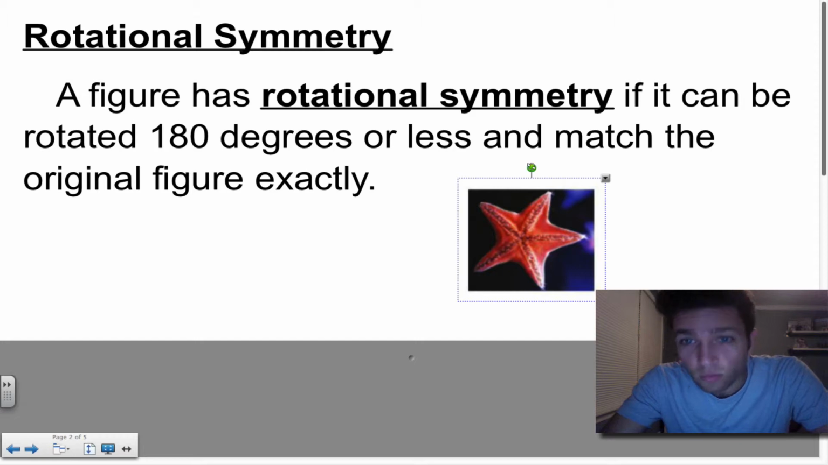So if I rotate it just 1/5 of the way around, I'm going to find that it looks exactly like the original. Of course, all of the arms on a sea star aren't perfectly the same, but the general shape stays the same. It ends up in the exact same positions. Arm here, arm here, arm here, arm here, arm here. They're just different arms because, of course, we rotated it. So a sea star is a great example of a figure that has rotational symmetry because we can rotate it less than 180 degrees and the image matches the original figure exactly.